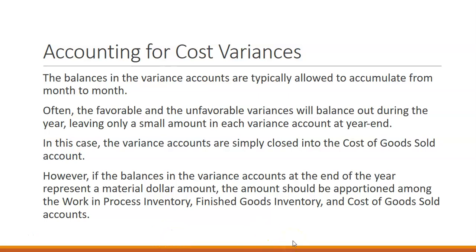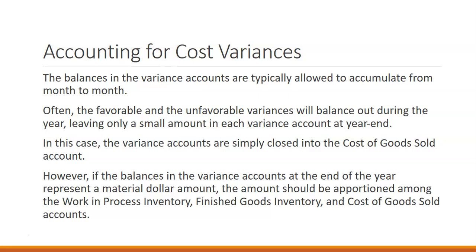As you can see from the journal entries in these examples, the balance in the various accounts accumulates from month to month. Often our favorable and unfavorable variances will balance out during the year, leaving us only a small amount at the end of each year. In that case, we close all of our variance accounts into cost of goods sold.